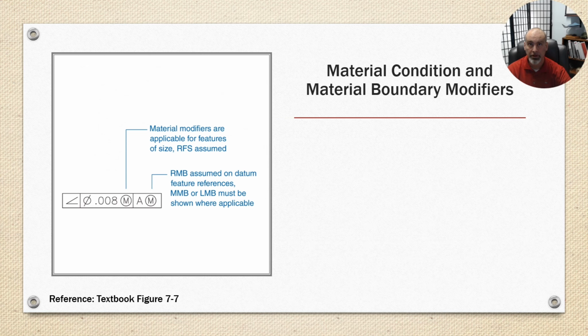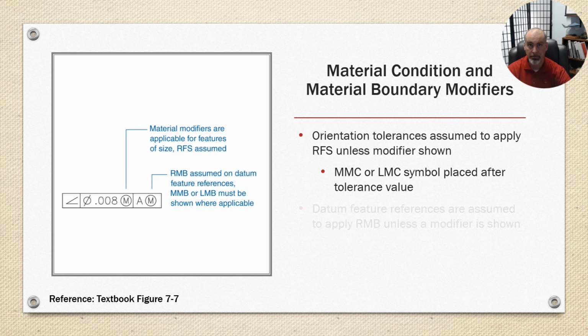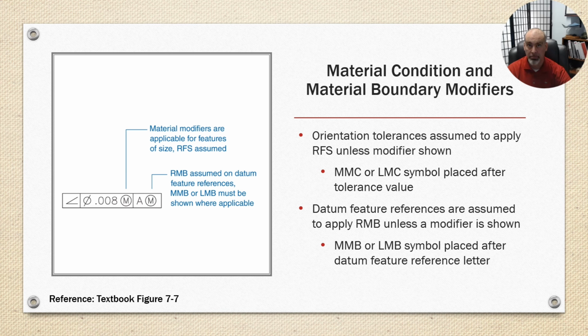Material condition and material boundary modifiers. Orientation tolerance is assumed to apply RFS unless a modifier is shown. The MMC or LMC symbol is placed after the tolerance value. The datum feature references are assumed to apply RMB unless a modifier is shown, as in the example on the left. The MMB or LMB symbol is placed after the datum reference letter.